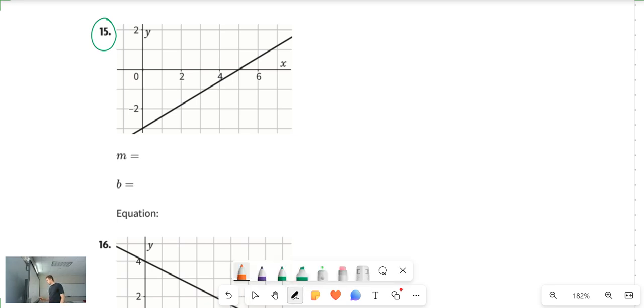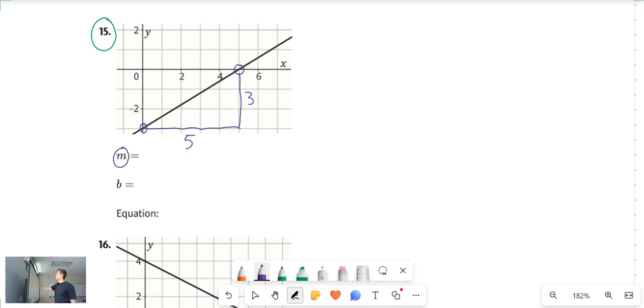Let's figure out 2 points that'll work. We'll do this one in purple. This looks like a point that'll work, and this looks like a point that'll work. Between these 2 points, if we're starting here, we're going to go over 1, 2, 3, 4, 5, it looks like. And then up 1, 2, 3. All right, so over 5, up 3.